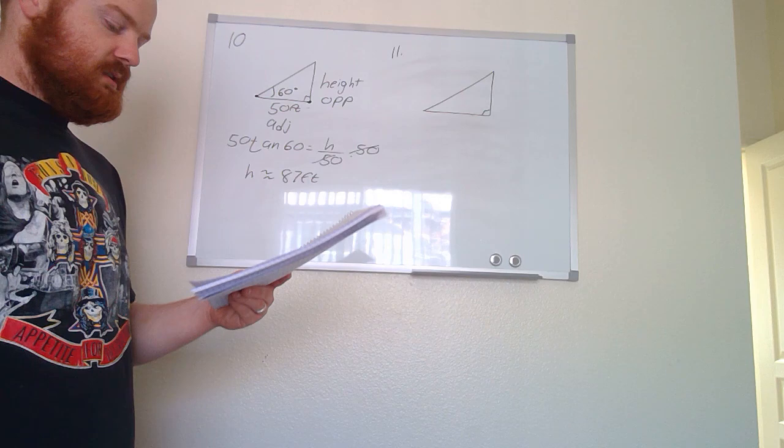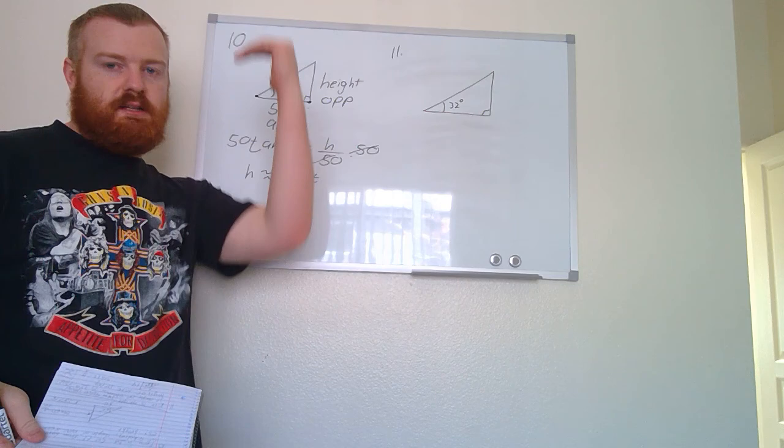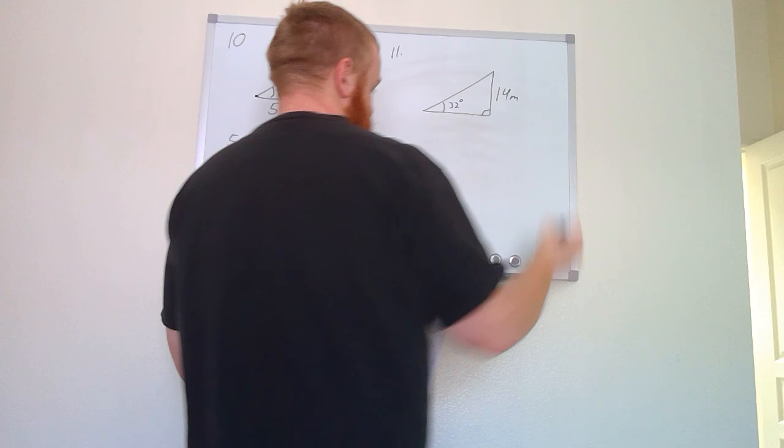Angle of elevation, so once again, the angle from the bottom is 32 degrees. Now they tell us that the kite is at an altitude of 14 meters. Altitude is always vertical height, so that vertical distance that we have is 14. Now, find the length of the kite string.